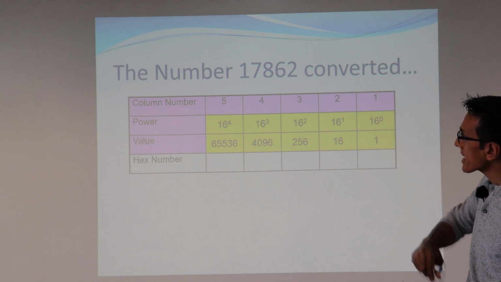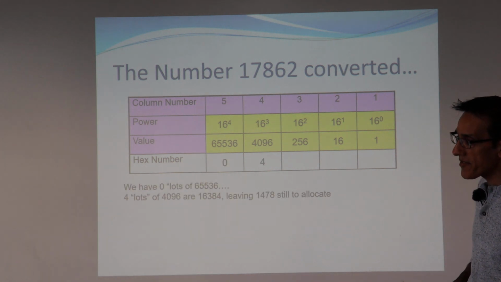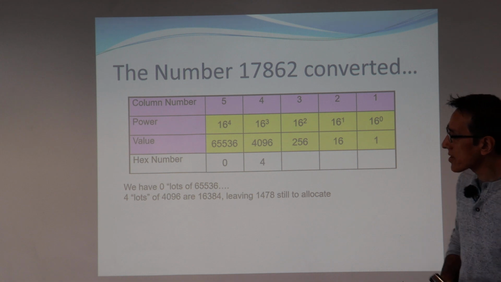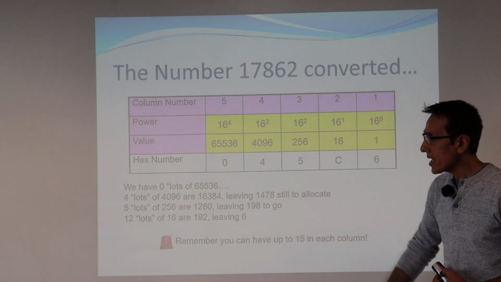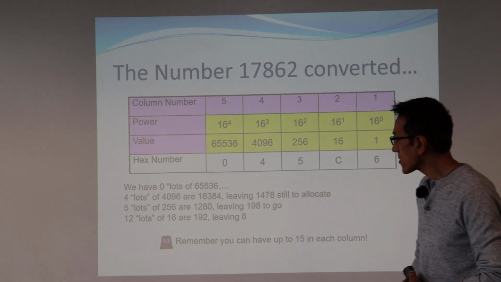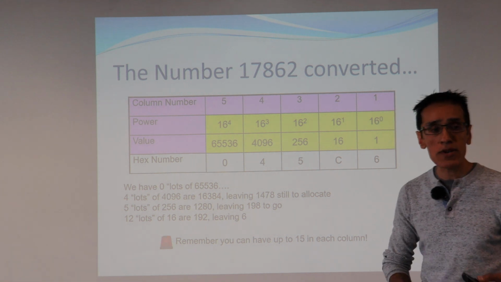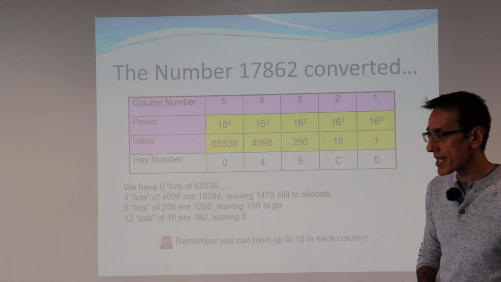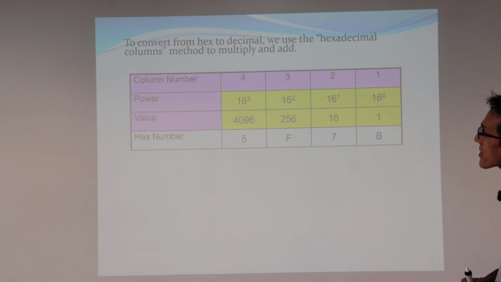So the number 17862, a bit of arithmetic has to be done here. 0 lots of 65536s, 4 lots of 4096s. Again, work out your remainders, continue on, and you should end up with your hex number. You won't get very large numbers in the assessment, folks, so do not panic if you are seeing these large numbers and thinking, how am I going to work these out without a calculator? You'll have some fairly straightforward numbers to convert.